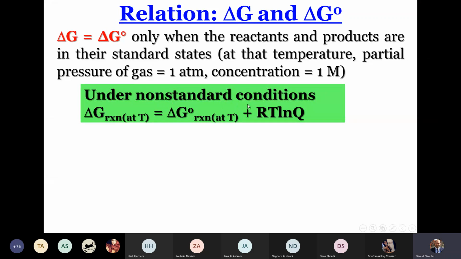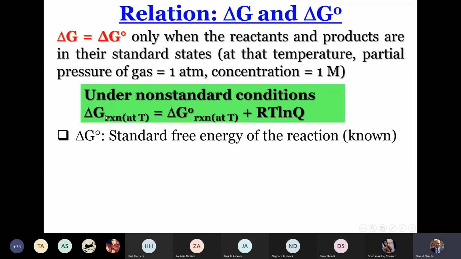Under non-standard conditions, delta G is different from delta G0, but we have a relation. I will not prove this relation. You can use it directly. Delta G of the reaction is equal to delta G0 of the reaction plus RT ln Q.